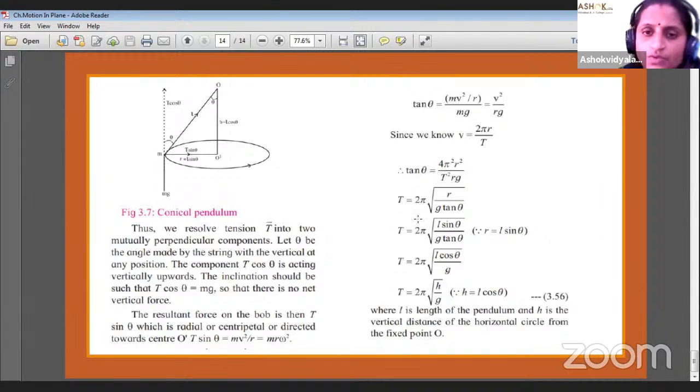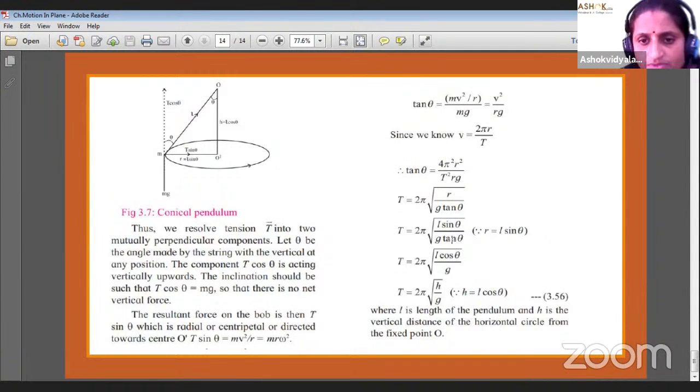Solving this equation, we get T is equal to 2π under root r upon g tan θ. Now r is equal to L sin θ. Therefore, substituting r = L sin θ in the above equation, we get T is equal to 2π under root L sin θ upon g tan θ. Now, sin θ upon cos θ is nothing but tan θ.